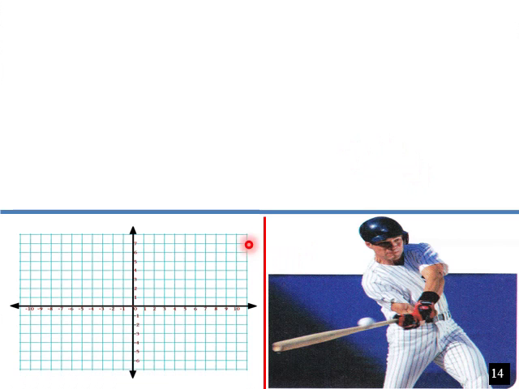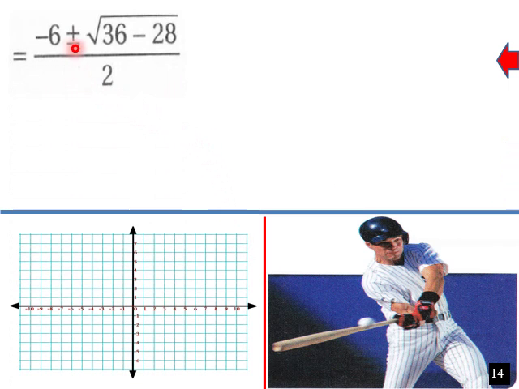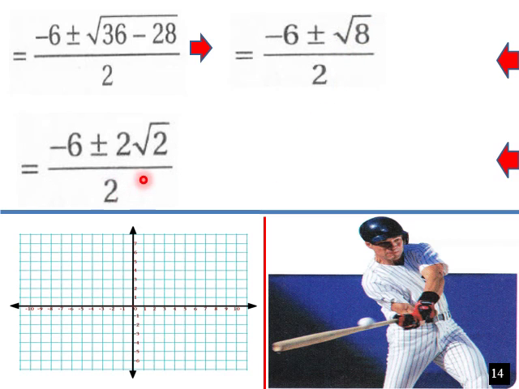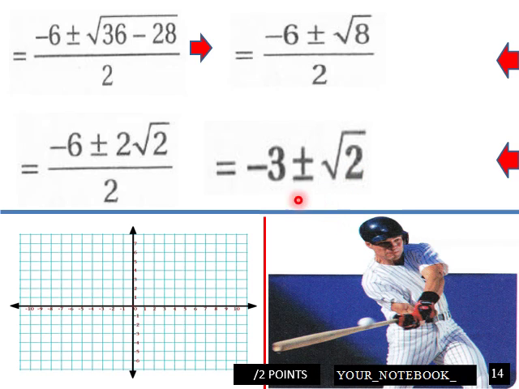What does that give us? We have negative 6 plus or minus the square root of 36 minus 28, over 2. And we get negative 6 plus or minus the square root of 8, over 2, which, when we factor out, we're going to do this by hand here, is negative 3 plus or minus the square root of 2. That would be your two solutions, your x-intercepts right here.